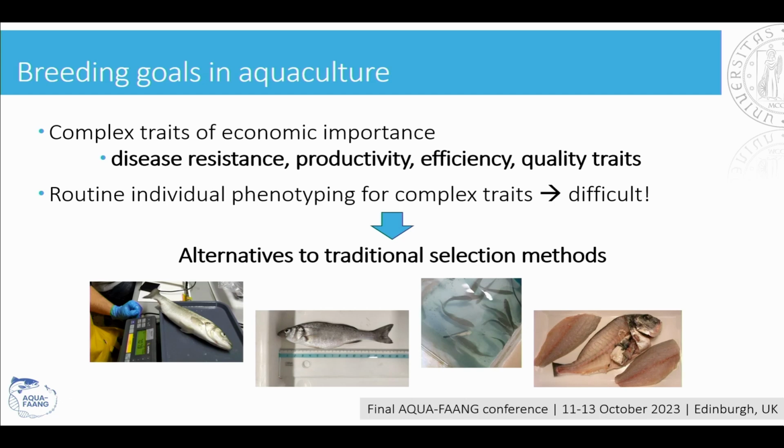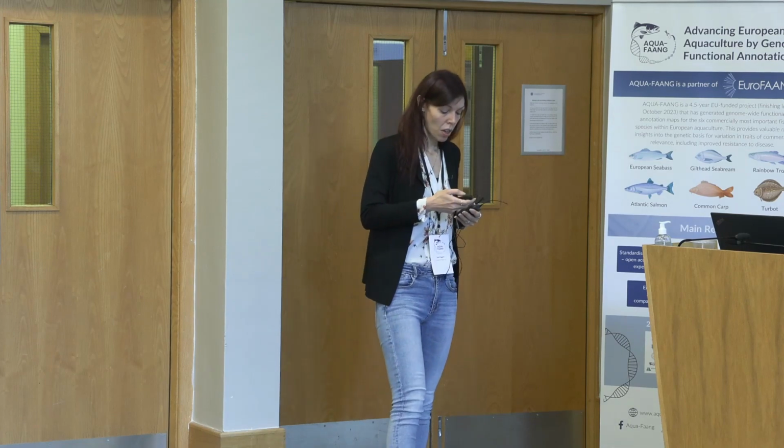And normally, in traditional selective methods, when we estimate breeding values of the animals, we need routine individual phenotyping. So we need to collect phenotypes every generation or every 2 generations. So it's really difficult, and for these traits in particular, we need alternatives to these methods.